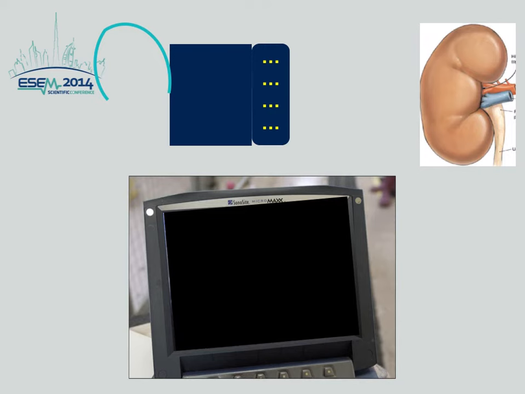Using the principle of reflection, an ultrasound machine can calculate the distance and depth of a structure by measuring the time it takes for an emitted ultrasound beam to reflect back to the source. This is the same principle that is used in sonar submarines.